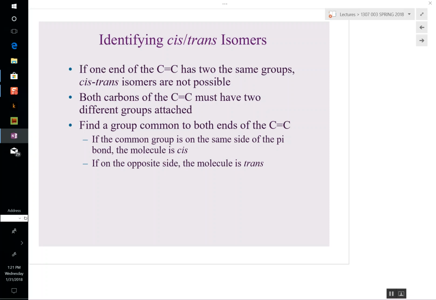And then you need to find something that is the same on both of those carbons that make up the double bond. All right, I'm going to work us through some of this and then decide, are those 2 things that are the same on the same side of the double bond? Cis. Are they opposite sides, across from each other on the double bond? Trans.